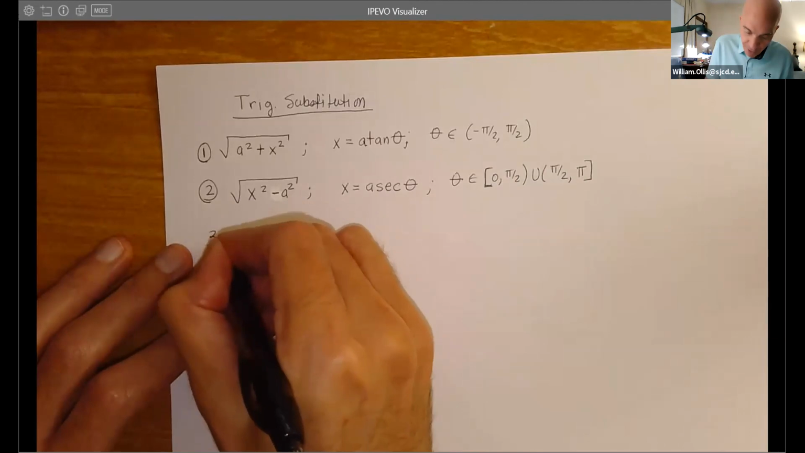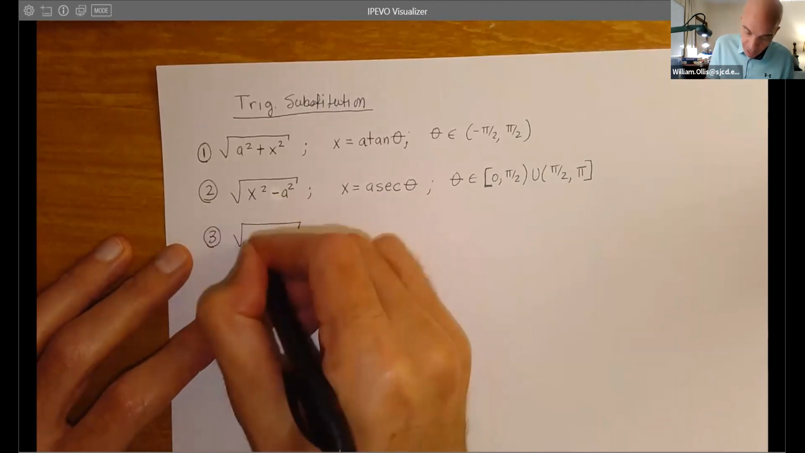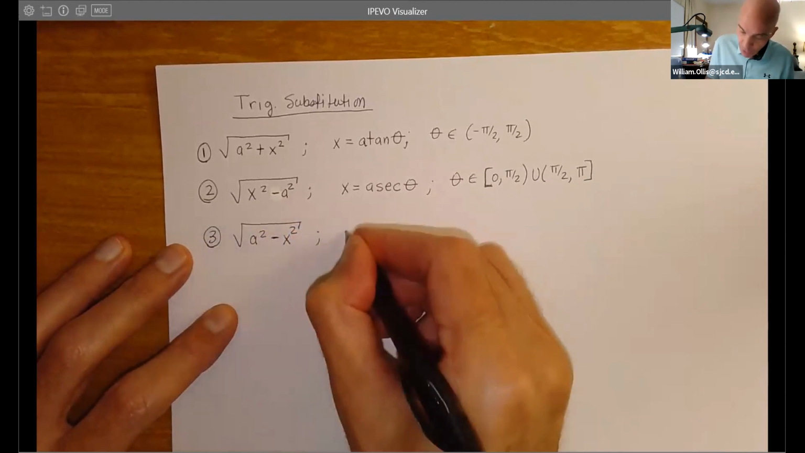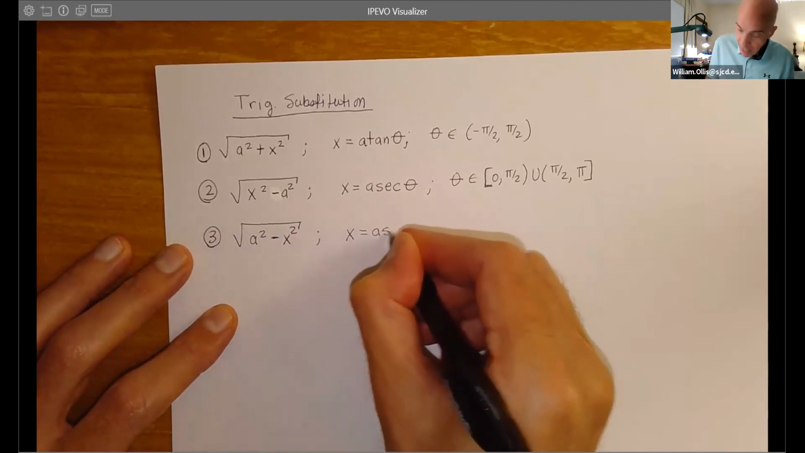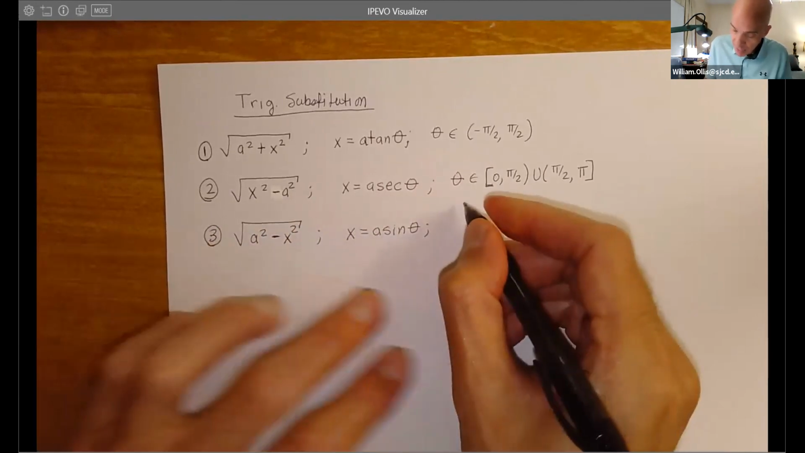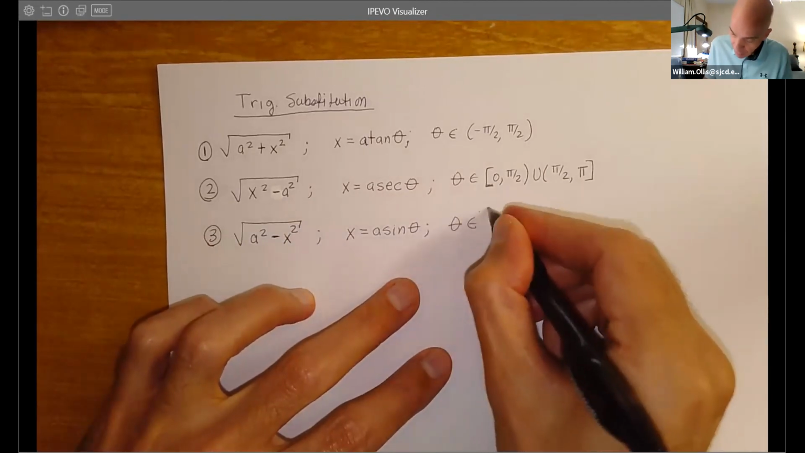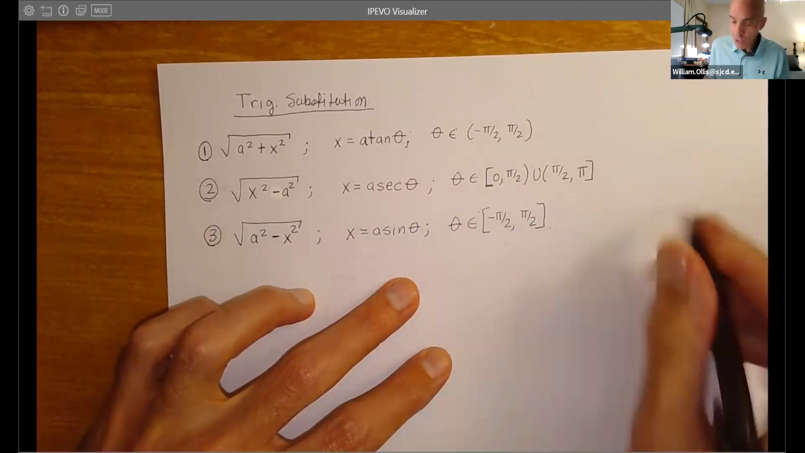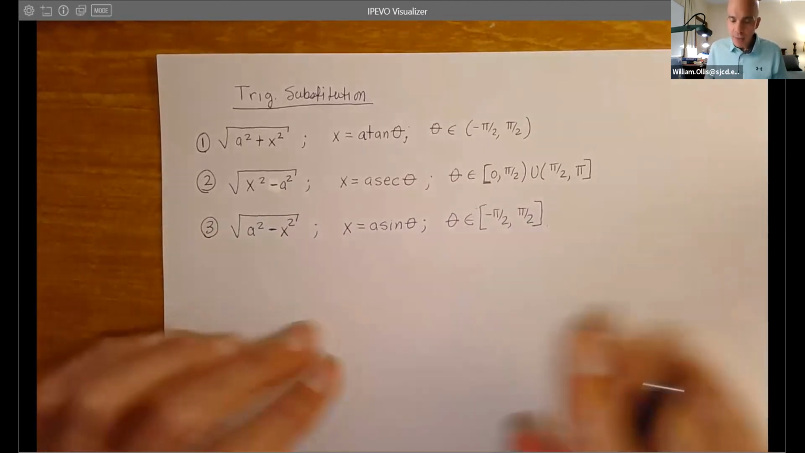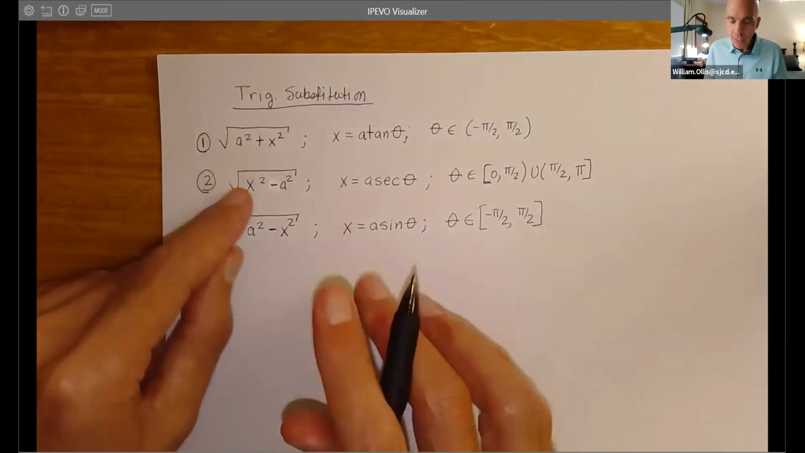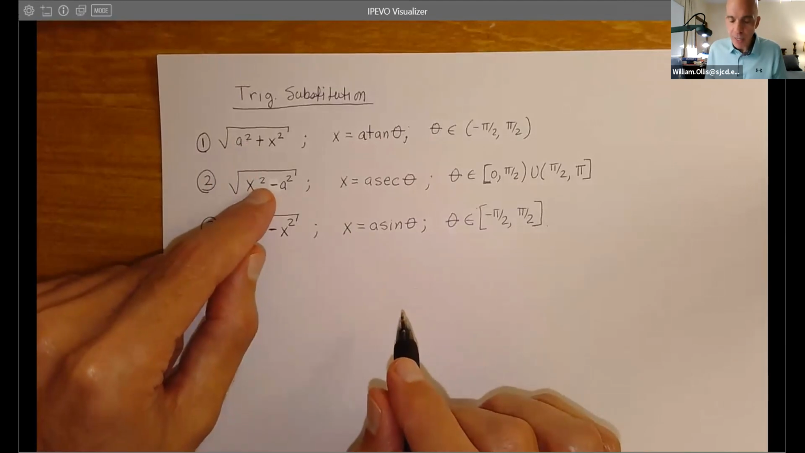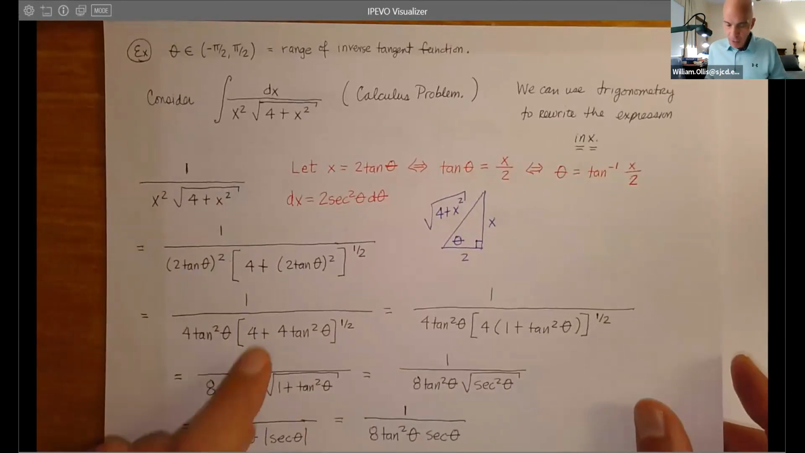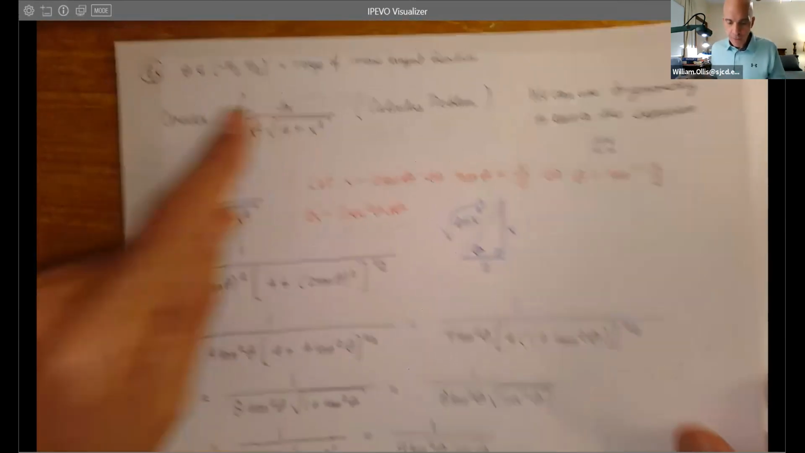And then if you have this Pythagorean radical, where we have a squared minus x squared, you'll use the substitution x equals a sine theta. And then of course, in this case, theta lives here, negative pi over 2 to pi over 2. So that's going to be similar to the inverse tangent. So you should practice on these. This is what we used in the problem right here. And then for these, see what these actual integrands or these radicals will be with these substitutions. So like we did here, we did this for the first case.